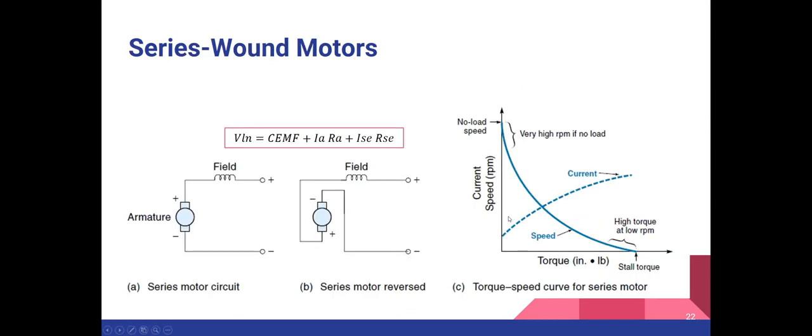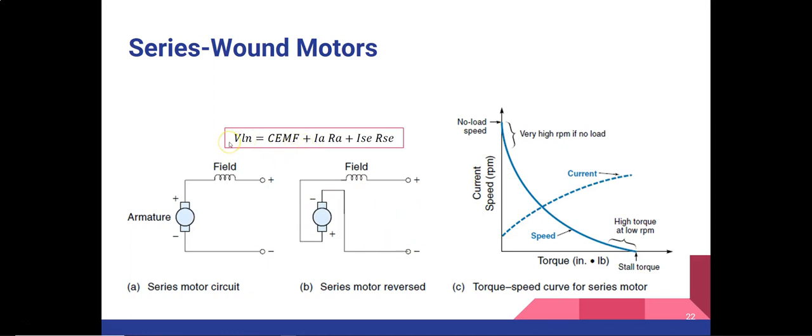The first type is the series wound DC motors, and you can see here in the picture, when the armature is connected in series with the field winding, then this type of arrangement is called your series wound DC motors. Here on the second picture you see the series motor when it is reversed, then the arrangement will look like this.